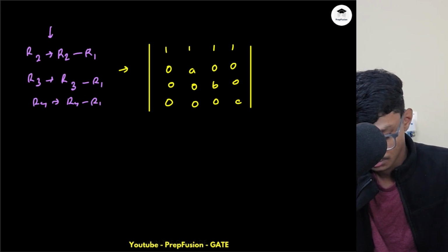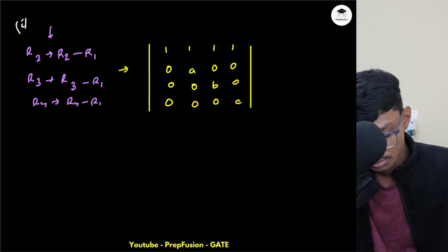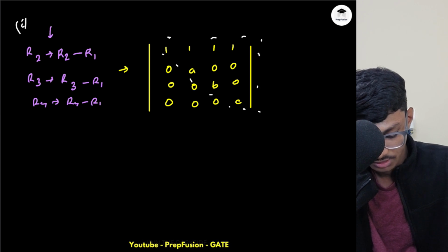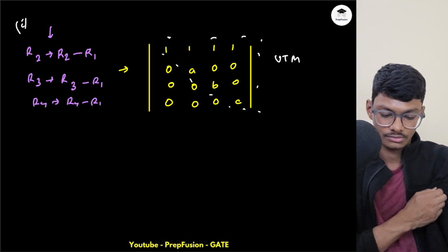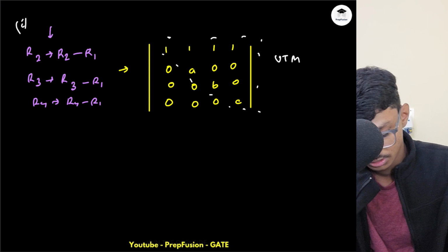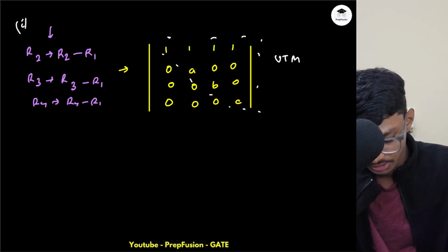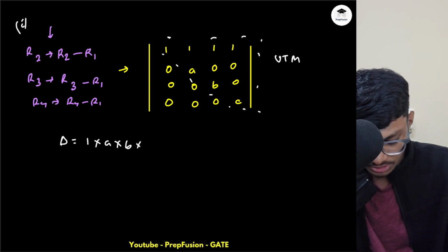The first question. Okay, so this is like an upper triangular matrix, right? What is the determinant for an upper triangular matrix? Simply it is the multiplication of the diagonal elements. So here the determinant of A, or delta I can write, will be simply equal to 1 times A times B times C, which is ABC.